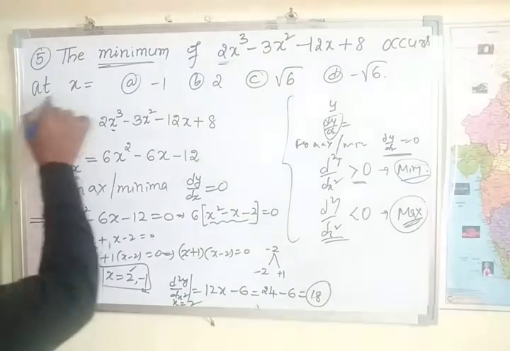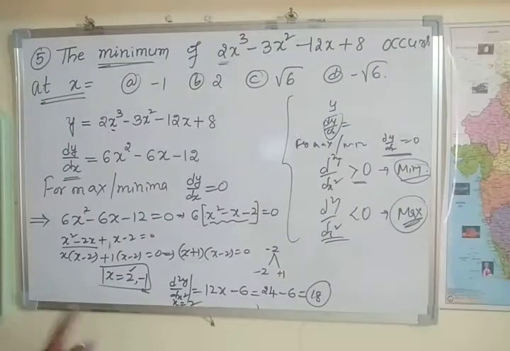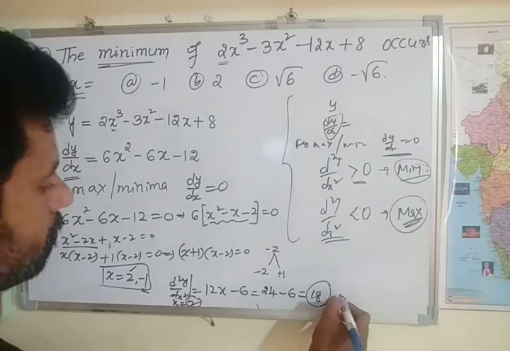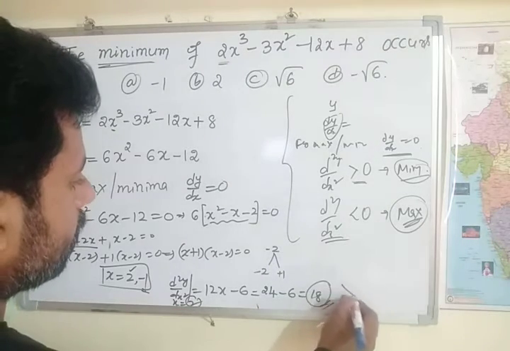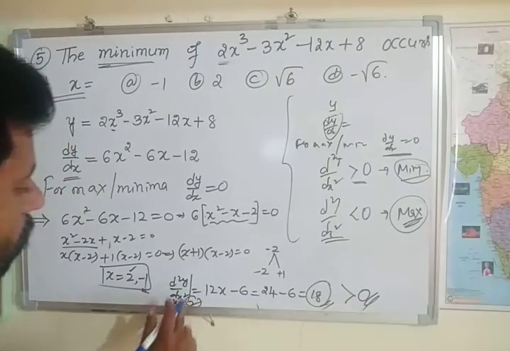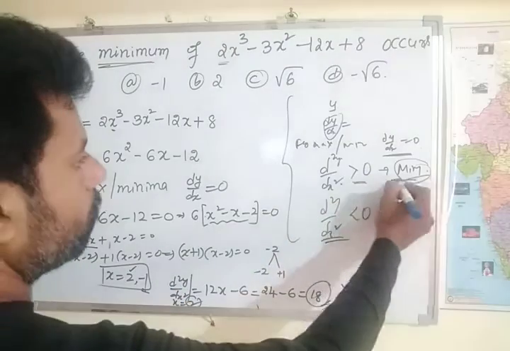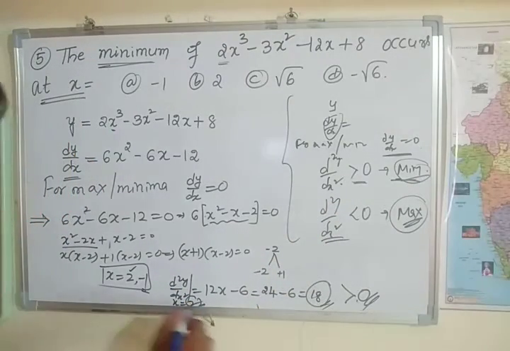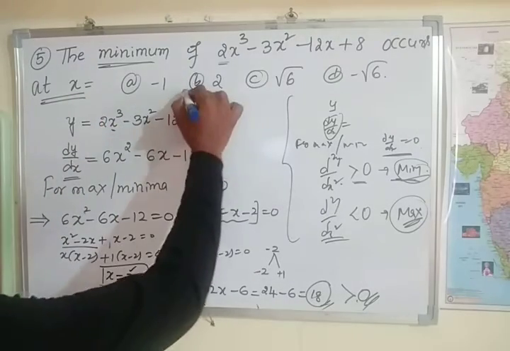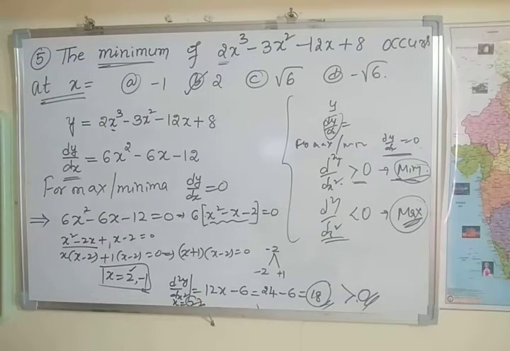See, the question is here we have to find the minimum at x equals 2. Here we get a positive result. Positive means this result is greater than 0. See, d square y by dx square greater than 0 means minimum value. So minimum at x equals 2, which means option B is the correct option.